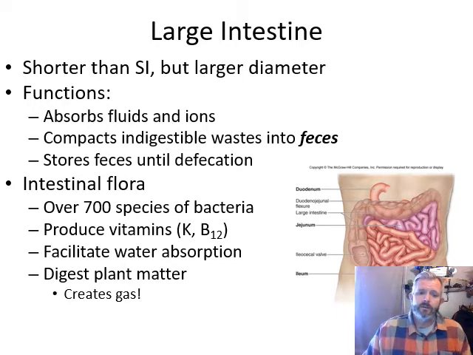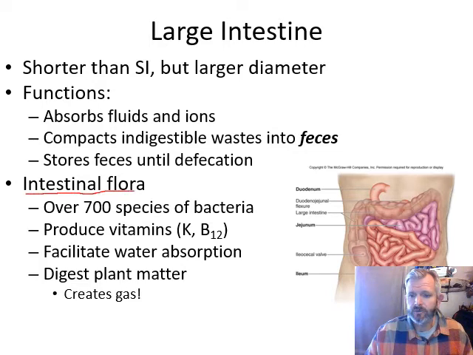Many of you have probably heard of probiotics. Here is where a lot of our probiotics live, our intestinal flora. We have many good bacteria that help produce vitamins, facilitate absorption, and help digest the plant matter. Plant matter has that cellulose. These bacteria also help us create our gas. But that's what's taking place in the large intestines.